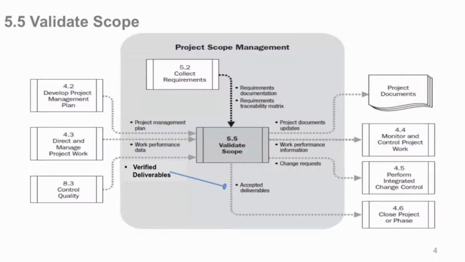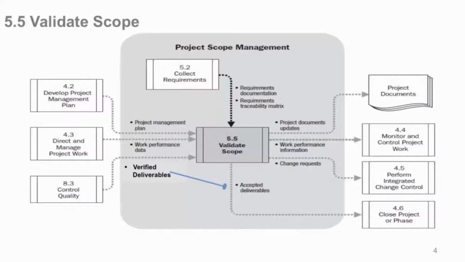Okay, so here's our data flow diagram for process 5.5 Validate Scope. Notice here, in bold, which is not the actual printed PMBOK text, because I have in my possession the first printing of the PMBOK. There were some errata there, and one of them was they called this over here a validated deliverable, which was not correct, and they corrected it in their errata. So if you have the second printing of the PMBOK, you'll have the correct word, verified deliverables.